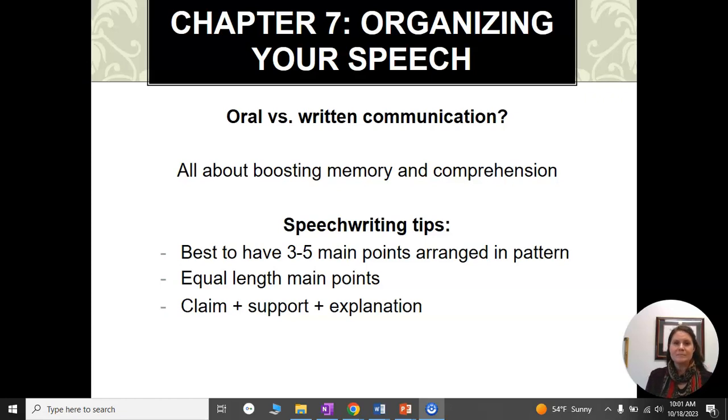The final thing I'll say about writing your main points is make sure that every main point starts with a clear claim. All right, so a topic sentence that says, first, we need to pay attention to the signs of mental health issues in others so that we can help identify them and get people help. And then I'm going to follow that claim with support for my claim.